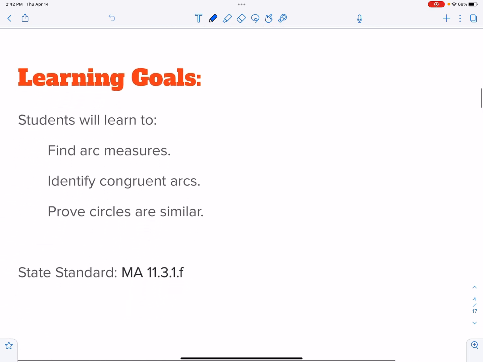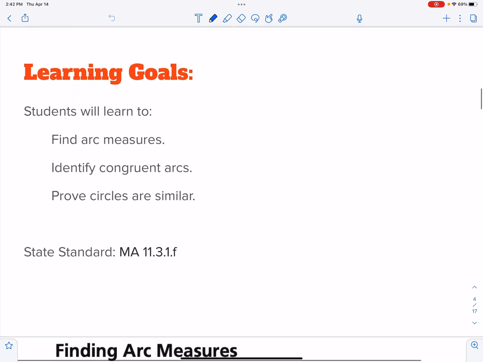So our learning goals in this one, again, hopefully we'll be able to find arc measures, identify congruent arcs, and then prove circles are similar. We probably won't do too many proofs and things. I'll just show you kind of the proofs and how that works.